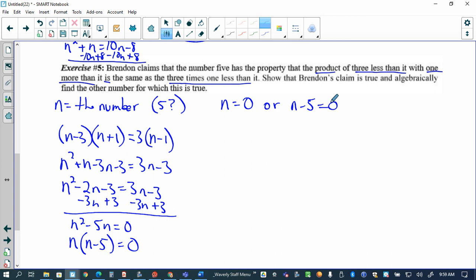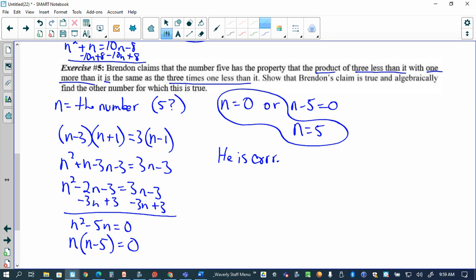Well, how do we solve this one? It's already solved. What's that equal over here? 5. N equals 5. So is he correct? So we better answer that, right? So he is correct. Right? Know a little better about these?